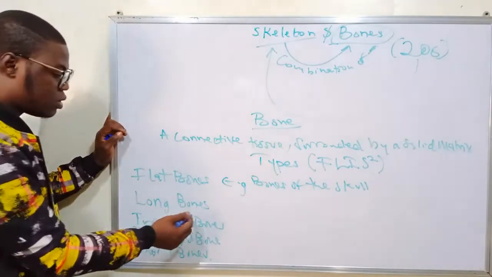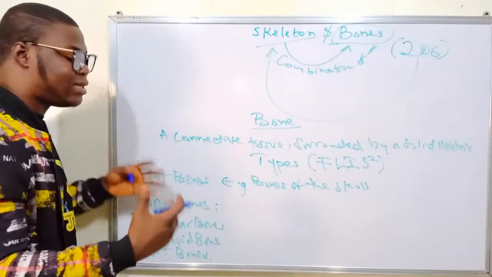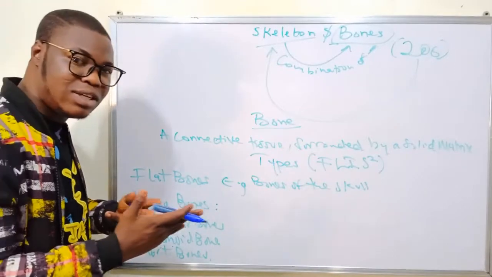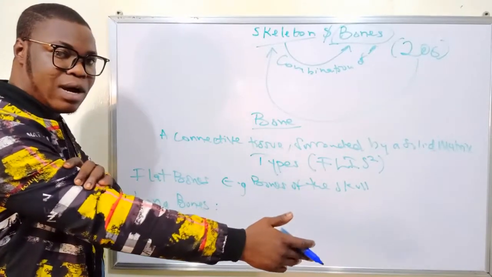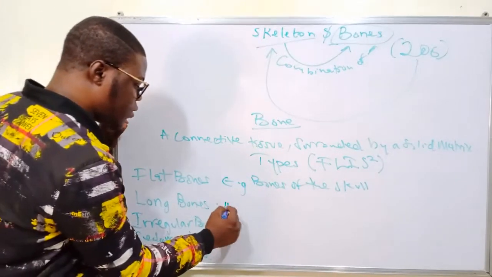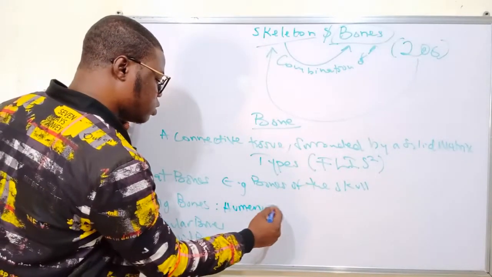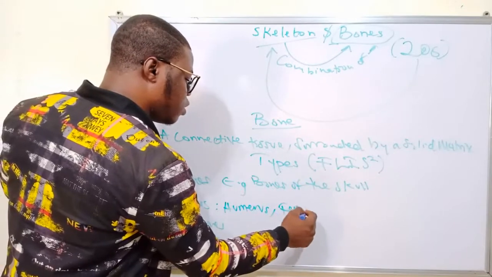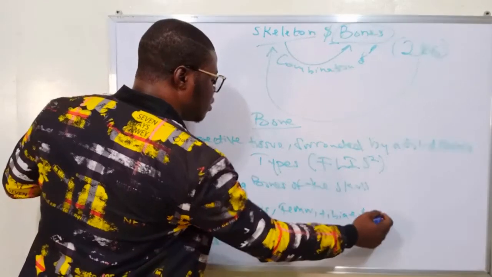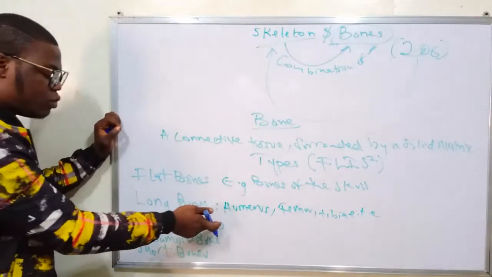For the long bones, these are bones that have epiphysis and diaphysis, so they are long in nature. Examples are the bones of the forearm, the lower arm, and the bones of the legs, so they are the humerus, femur, tibia, fibula, etc.